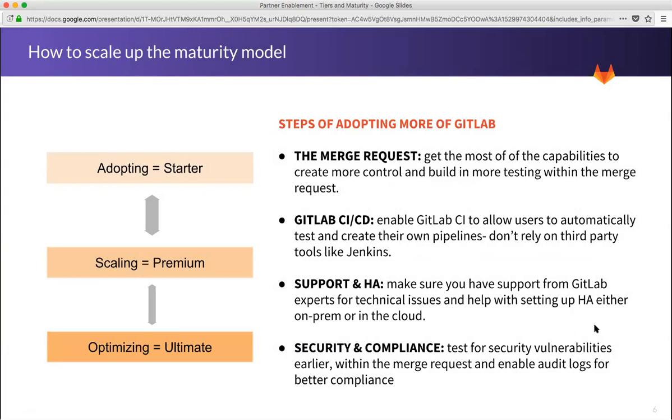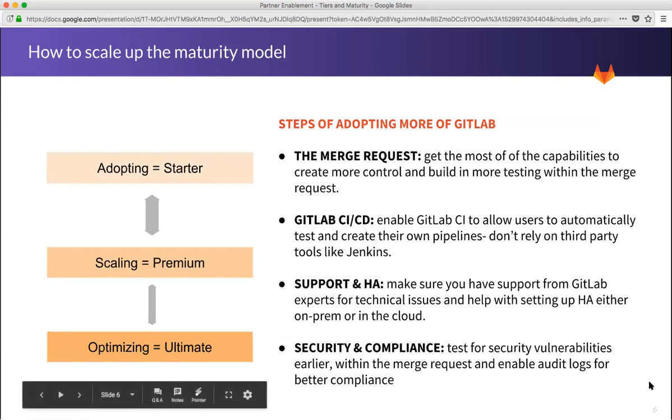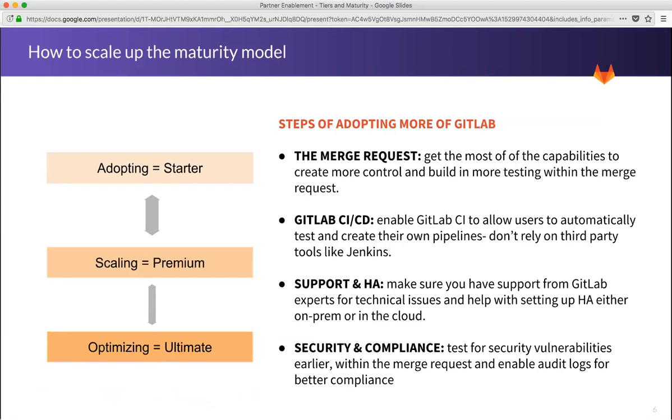So some steps for adopting. How do we see customers sometimes moving through these maturity levels? As you see by the size of the arrows there, we expect that a lot of people will come from starter, move to premium, and it'll thin out. Less organizations may go to ultimate ultimately. But most will start with a merge request. So for example, many organizations will start with source code management and merge requests, and for them that will be good. They'll get good value out of it.